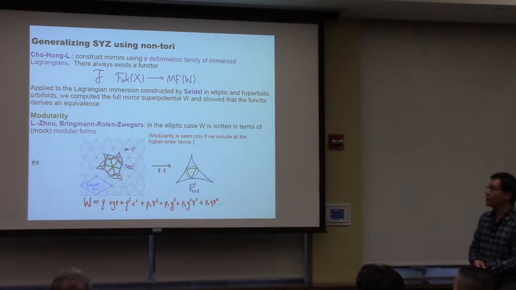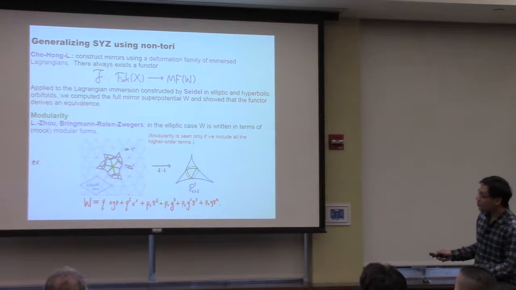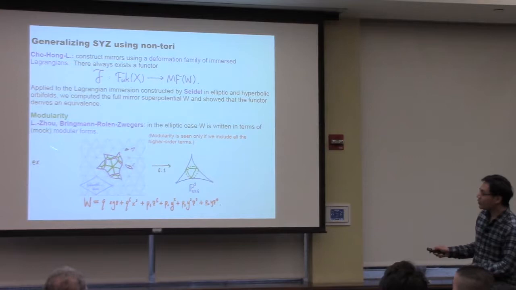For instance, this shows a picture of the elliptic orbifold P^1_{2,3,6}. This is the elliptic curve quotient by Z_6, and this is the universal cover of P^1_{2,3,6}. There are various polygons bounded by the Seidel Lagrangian, and if you count them all, then you will get modular forms.